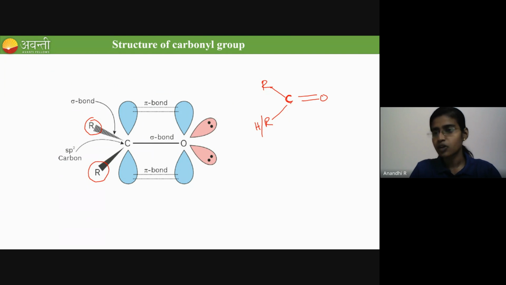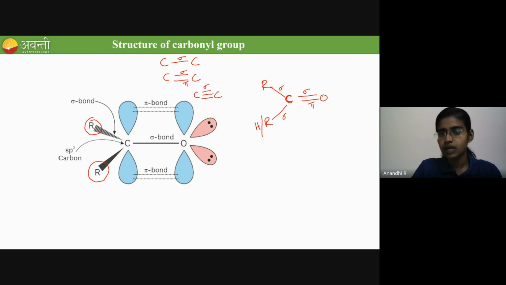First of all, we'll discuss the number of sigma bonds present around this carbonyl carbon. So what are sigma bonds? Single bonds are called sigma bonds, right? Here we have one sigma bond, and here we have a double bond. In a double bond, one is sigma, the other one is pi. In carbon single bond carbon, we have only sigma. In carbon double bond carbon, one is sigma, the other one is pi. In carbon triple bond carbon, one is sigma, the other two are pi. This is not only the case for carbon-carbon bonds, it is true for all atoms.